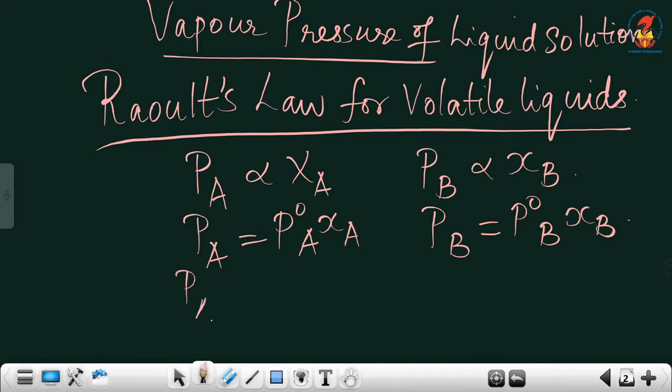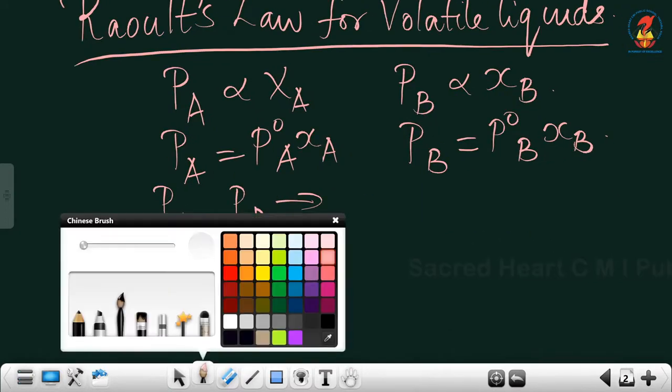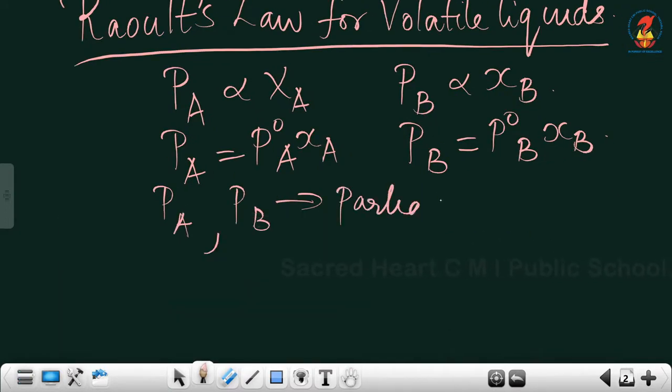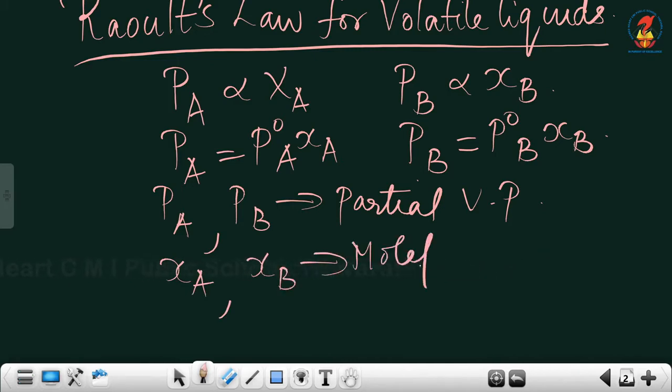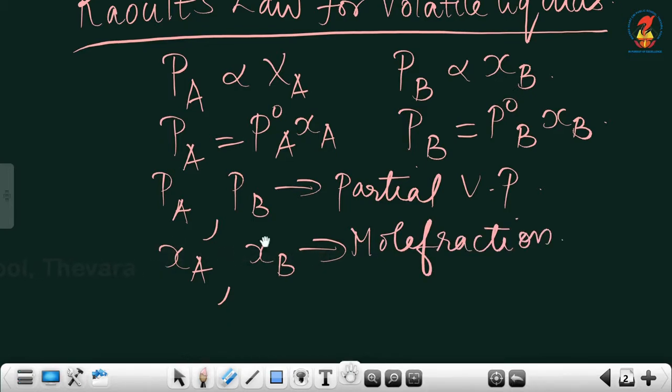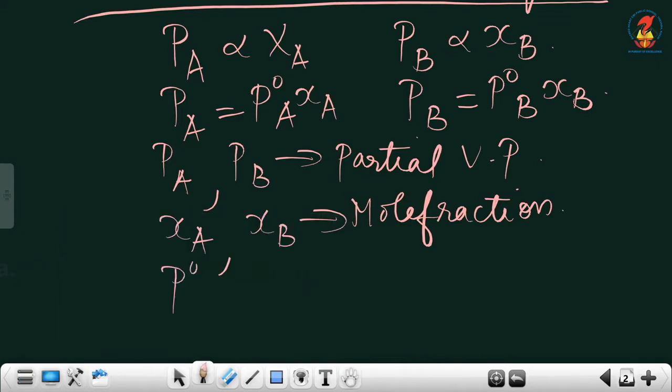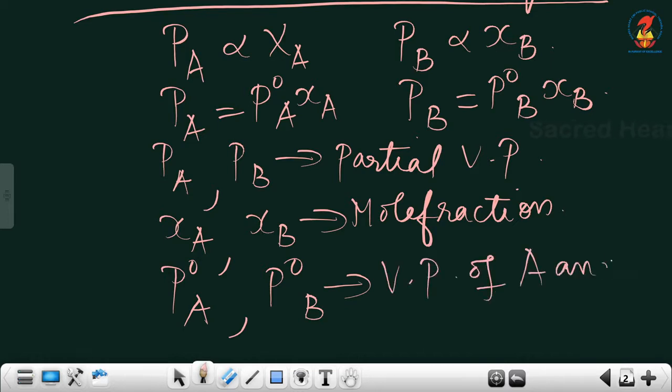Now, PA and PB are the partial vapor pressures of components A and B. XA, XB are the mole fractions of components A and B. P naught A and P naught B are the vapor pressures of components A and B in pure state, that is, of solvent and solute in pure state.